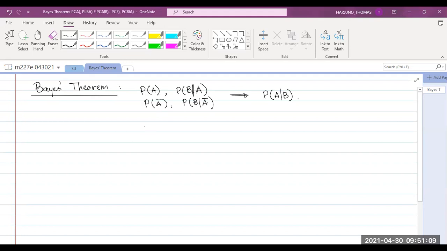And the formula is: probability of A given B is equal to probability of A times probability of B given A, divided by, I copy paste what I have on the top, plus probability of not A times probability of B given not A.